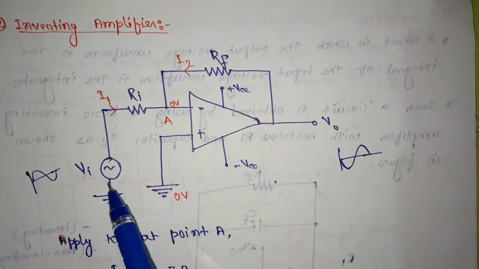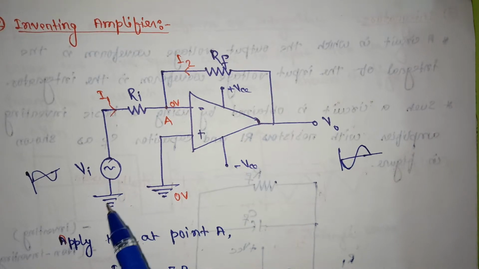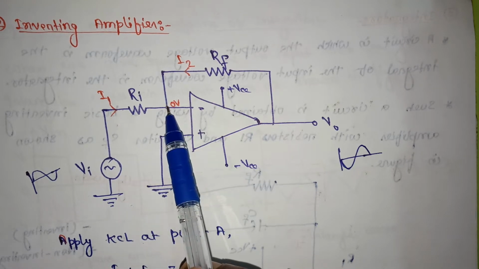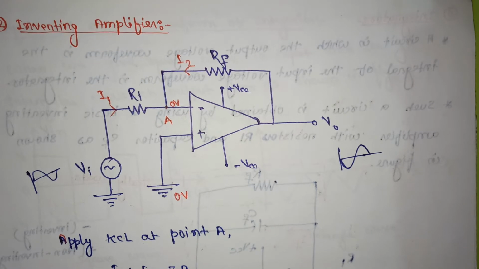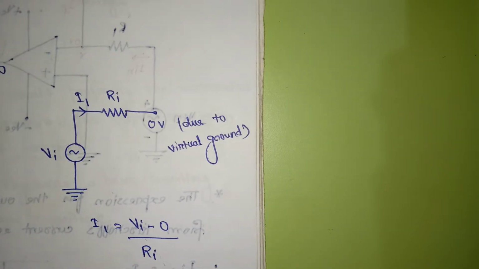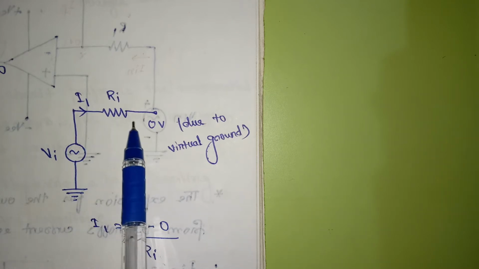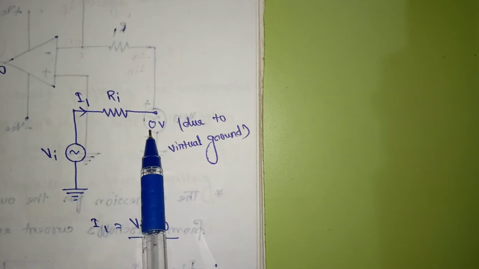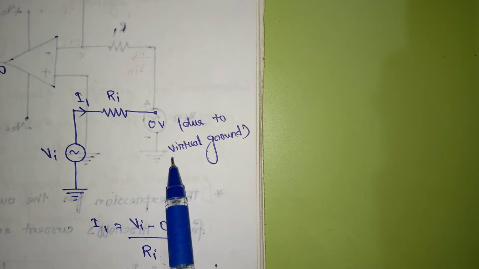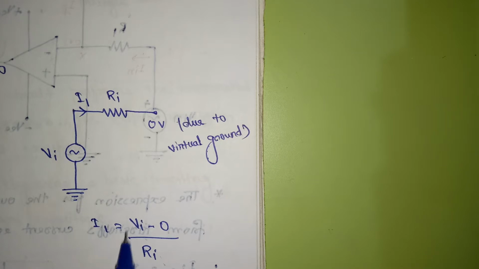First, for better understanding, we will separate the circuit, from this line to this line as one part and from here to here as another, so that it will be better to understand the concept, and we can write it like that. First we have written Vi, the input voltage, then the input resistance Ri, the current I1 and 0 voltage, which we have written due to the virtual ground concept. That I1 is equal to Vi minus 0 by Ri.